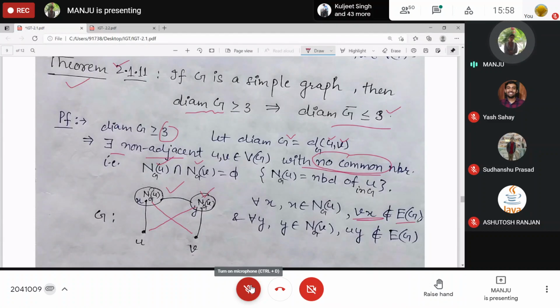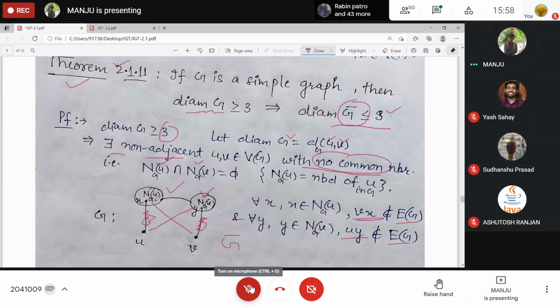V to X is not there, otherwise a length of two would be possible, right? VY is not there, right? Otherwise a length of two would be possible. If they are not present in G, what can you say about G complement? In G complement, they will be present, right? So this edge will not be there. This edge will surely not be there, right? This edge will be there because X to V is not in G, and Y to U is not in G, so it will be in G complement.